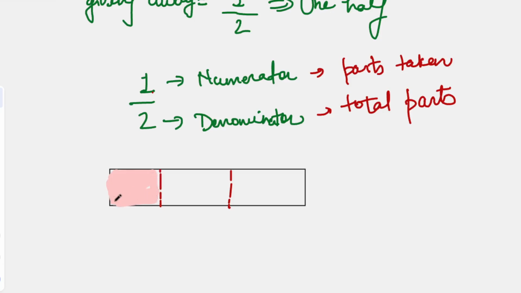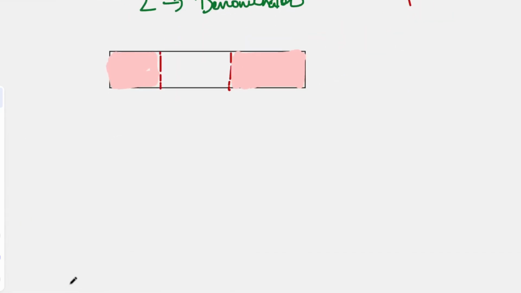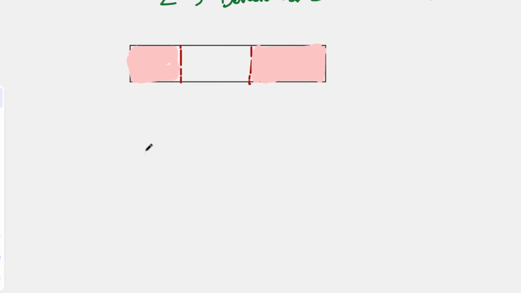And this one also we have in pink color. Now let's talk about how many parts are shaded here in the pink color and how many parts are not shaded, or they are just white. So we will represent these things with the help of a fraction.